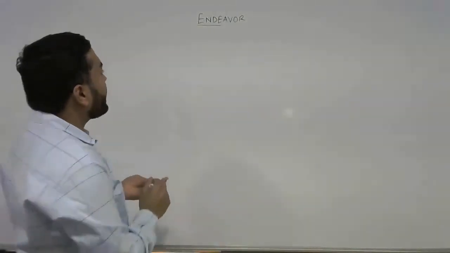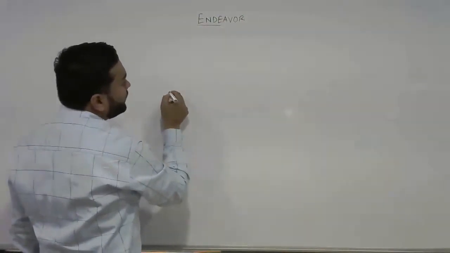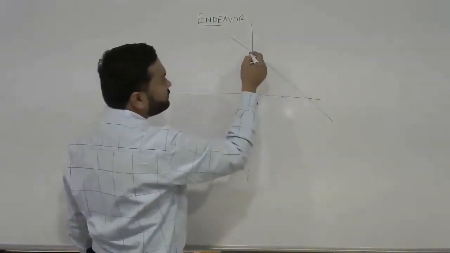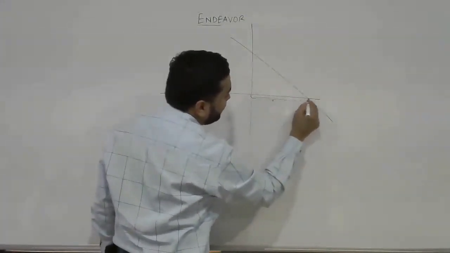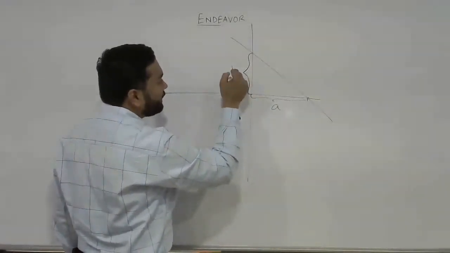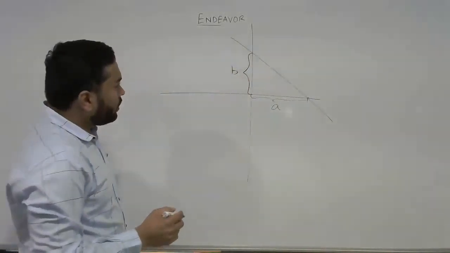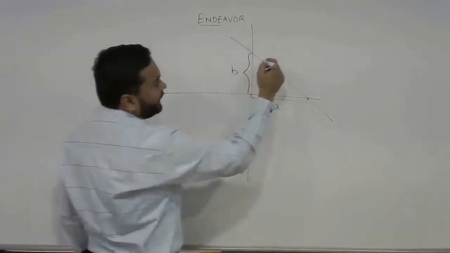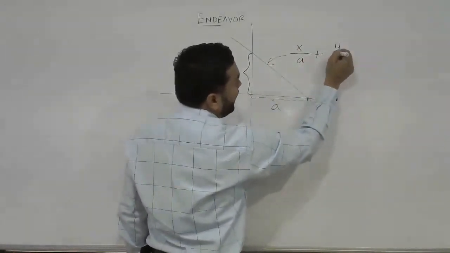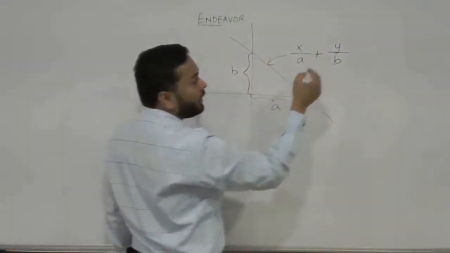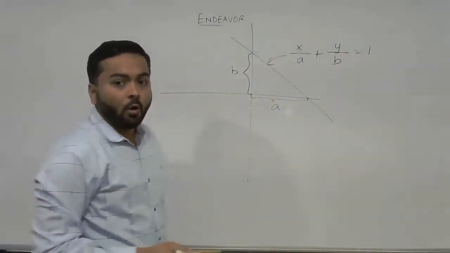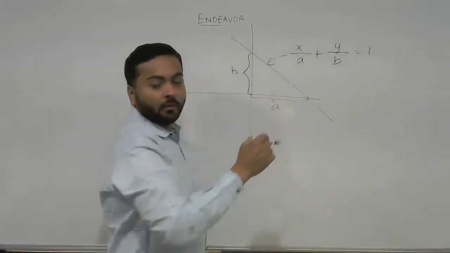Let us see the next form of a line. So now, let's say it is cutting the x-axis at point A and it is cutting the y-axis at point B. So the equation of this line, you will write x by A plus y by B and you will equate this to 1. So x by A plus y by B is equal to 1. This is called the double intercept form.